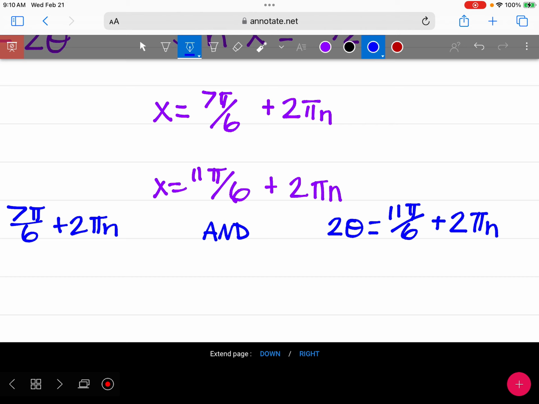But I don't want 2 theta, I just want theta. So what do I do to get theta by itself? Divide by 2. Doesn't matter what hot mess is on the other side. Divide by 2. The right-hand side's a hot mess, but that's okay. We can deal with hot messes. We are super duper skilled like that.